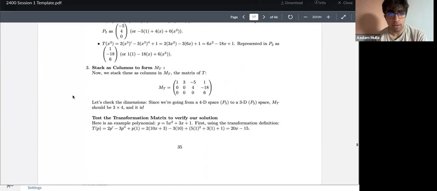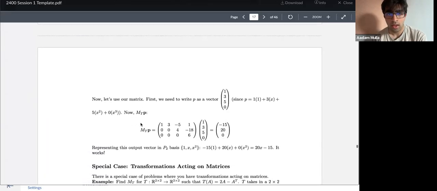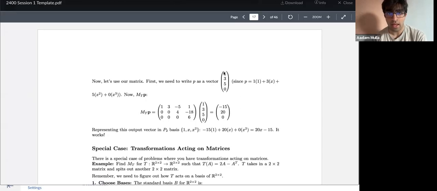You can test your answer, as in you could take any random vector now. So that's kind of the power. Now we can take any random vector, polynomial, apply the transformation and make sure that the numbers check out. Okay, any questions about that process?